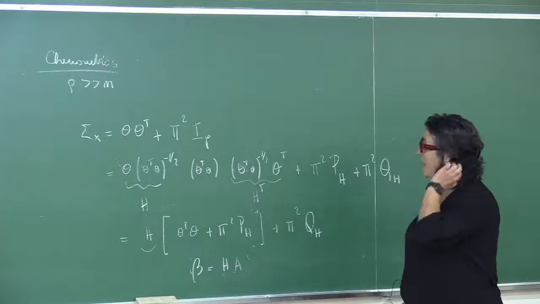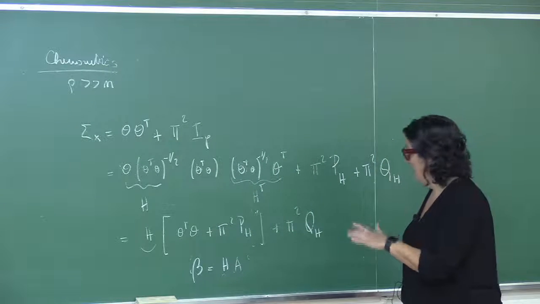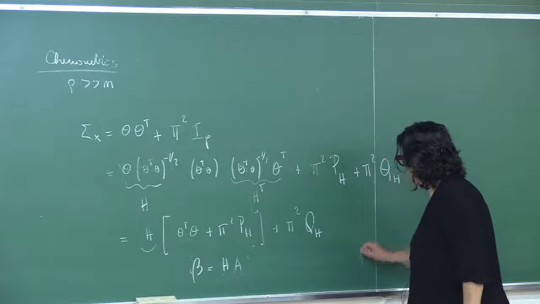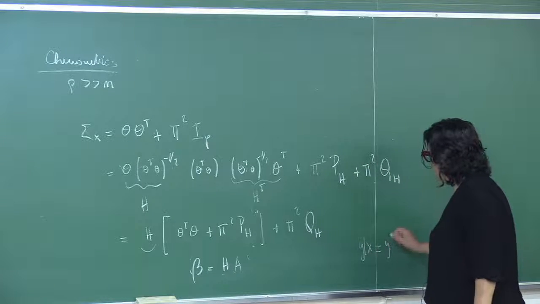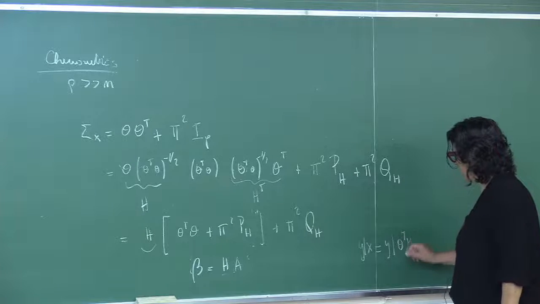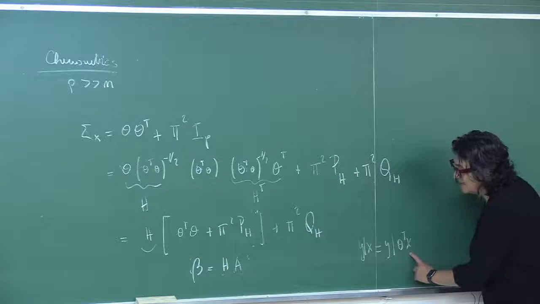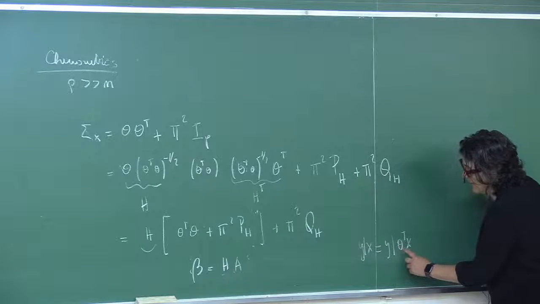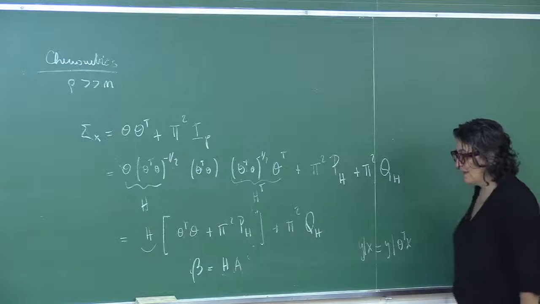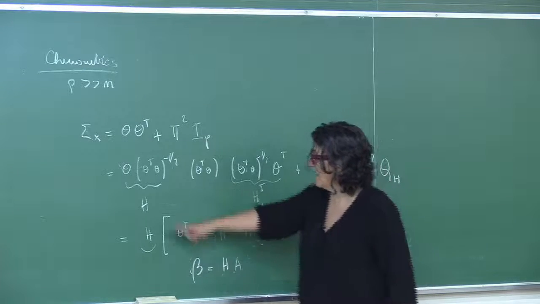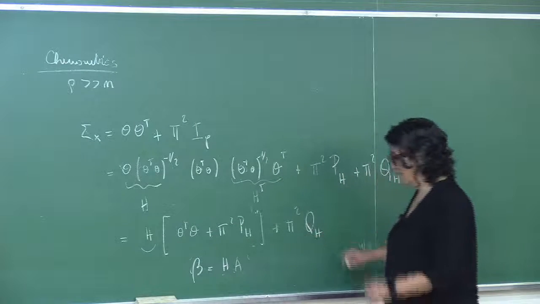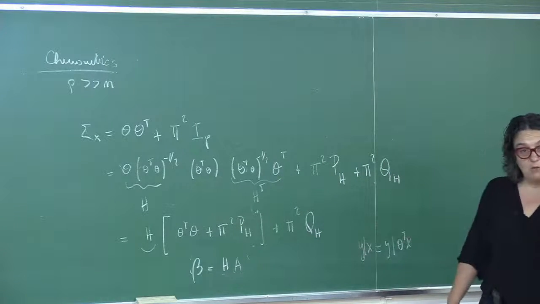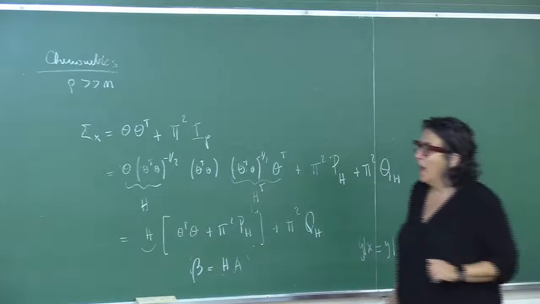Because I told you that Y is independent of X, Y given X has the same distribution as Y given theta transpose X. And theta transpose X has the same information as H transpose X, okay? And then beta can be written like this, and sigma X can be written like this. We have my envelope model, okay?